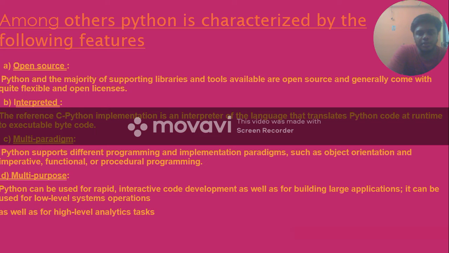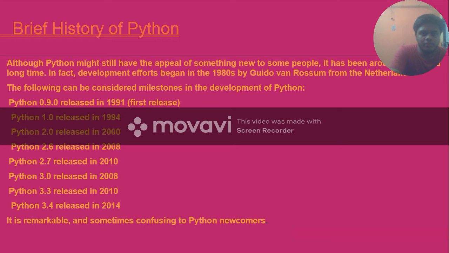And it is also multi-paradigm. Python supports different programming and implementation paradigms such as object orientation and functional or procedural programming. These are all related to multi-paradigm and multi-purpose. Python is also interactive for code development. It is an interactive language for building large applications, and it is used for low-level systems operations and also high-level analytics tasks.